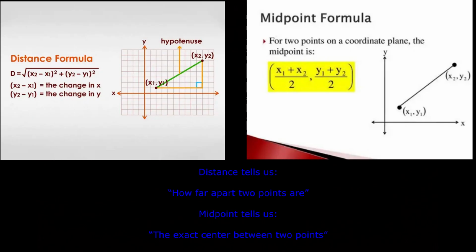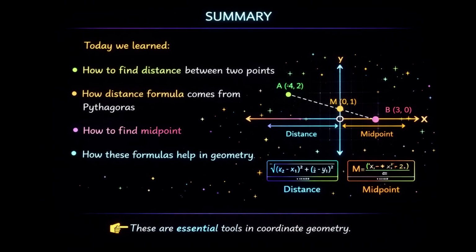The distance tells us how far apart 2 points are, and the midpoint tells us the exact center between 2 points. Today we have learned how to find the distance between 2 points and how the distance formula comes from the Pythagorean theorem, and how to find the midpoint and how these formulas help in geometry. These are essential tools in coordinate geometry.